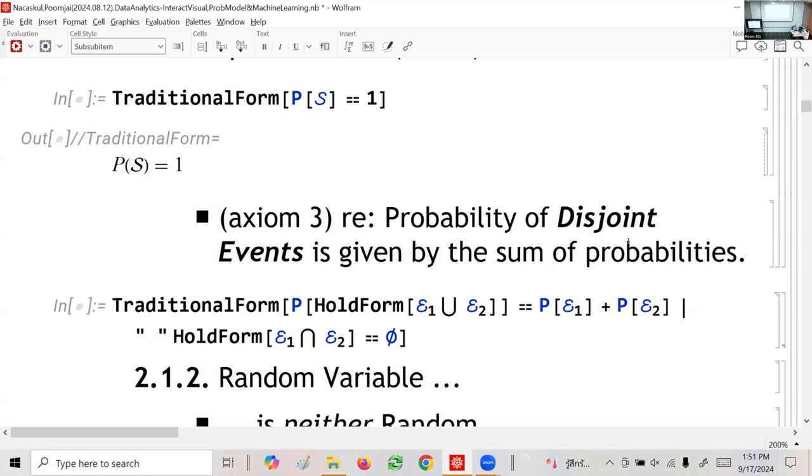What's the probability of an even number? Well, that's the same thing as the probability of 2 plus the probability of 4 plus the probability of 6. And let's say it's 1/6 each. So that's 1/6, 1/6, 1/6, so that's 1/2. Okay, that's it. That is it. That's the name of the game.